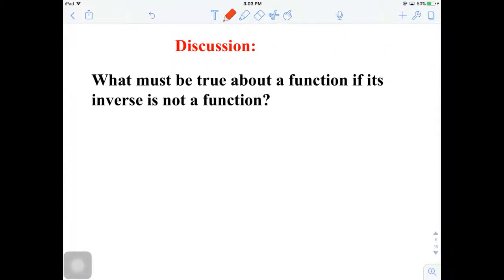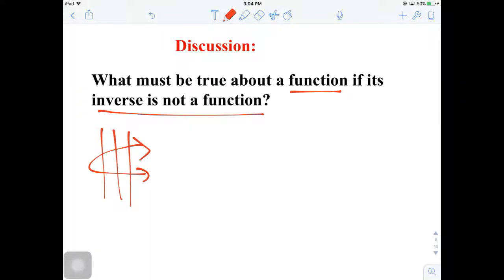And so discussion question, what must be true about a function if its inverse is not a function? Remember, if the inverse is not a function, then you must have something like this. When you use the vertical line test, it fails in multiple places. That's when the input is repeated. So that means the inverse is a many-to-one function, which means here is the function, here is the inverse.